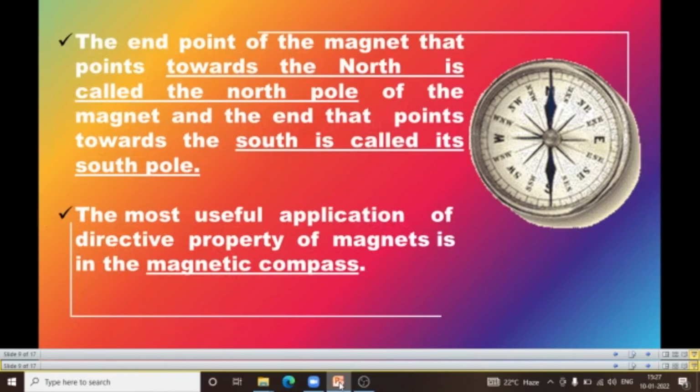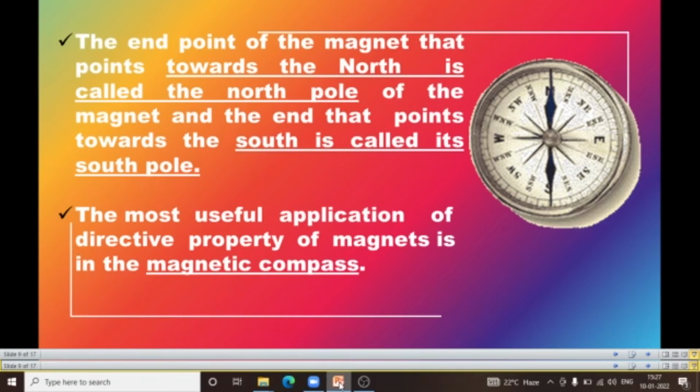A main application of the directive property of the magnet is the magnetic compass. It shows the direction. The end of the magnet that points towards the north is called the north pole and the end that points towards the south is called the south pole.